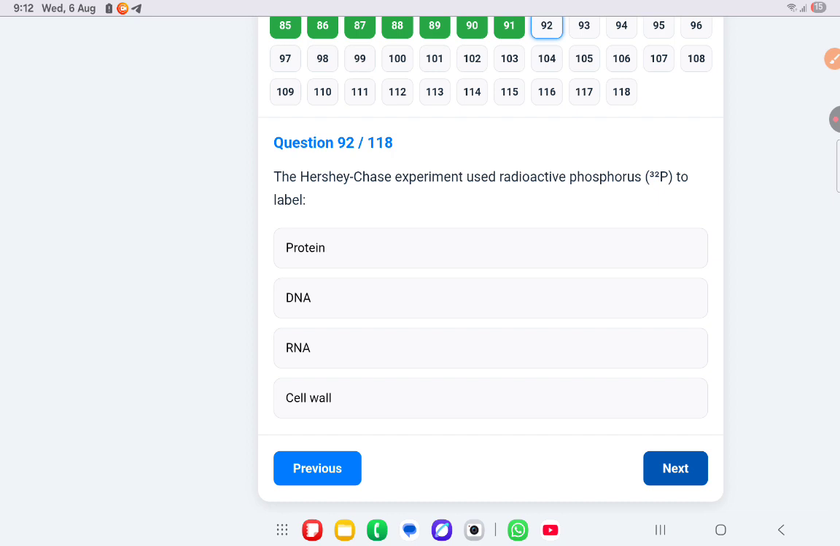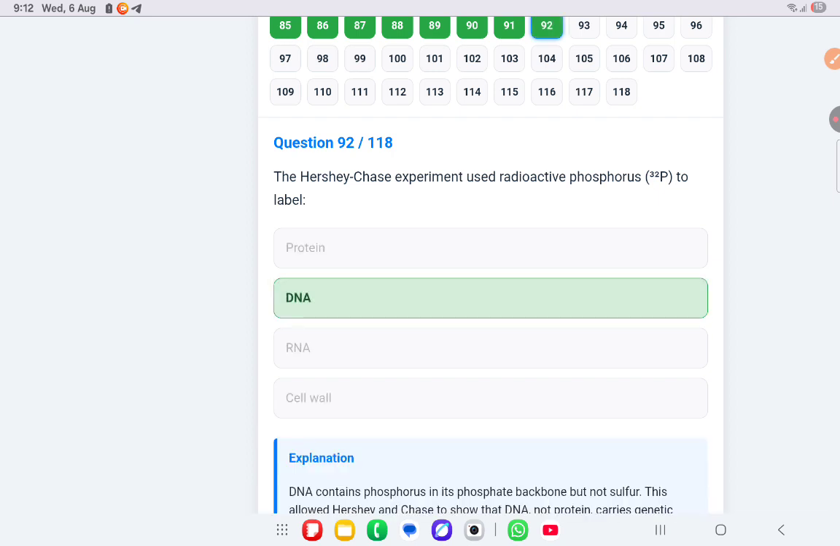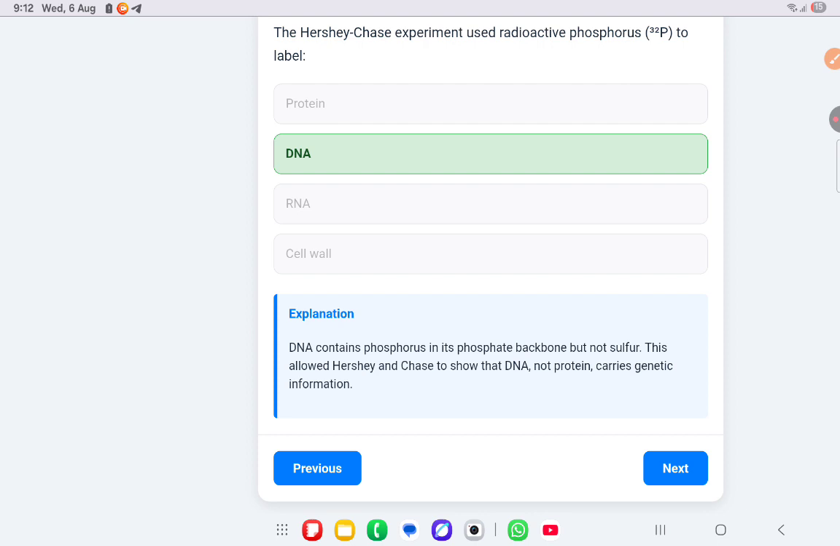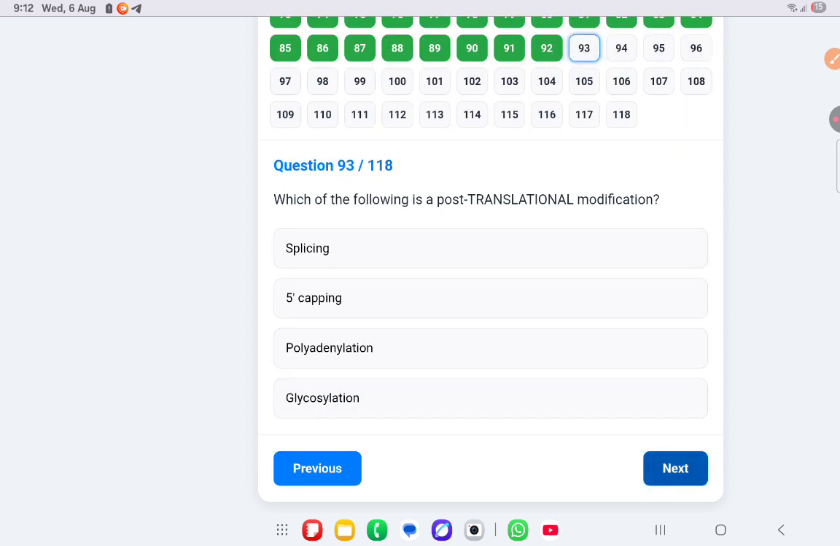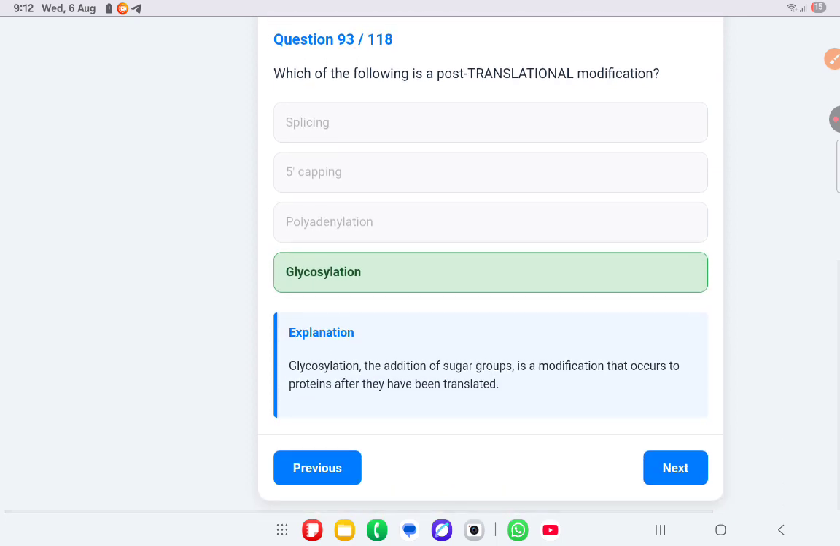The Hershey-Chase experiment used radioactive phosphorus to label what? That's DNA. Next, which of the following is a post-translational modification? That's glycosylation.